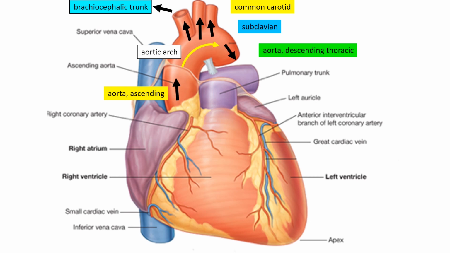Then to the left is an artery which is called the common carotid artery. This is going to supply the left side of the head and neck, and to the most left is the subclavian artery, which is going to supply the left upper limb. Why subclavian? Because it is under the clavicle. Now, as you can see, there are three branches of the aortic arch.